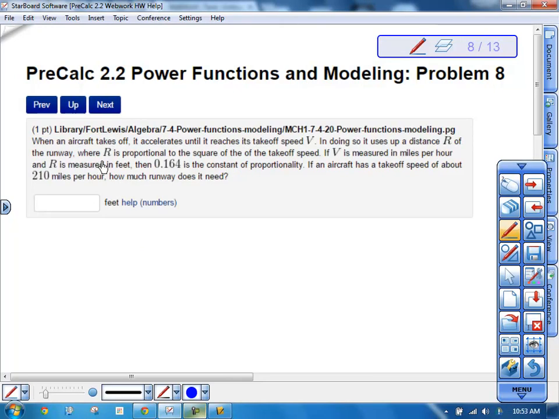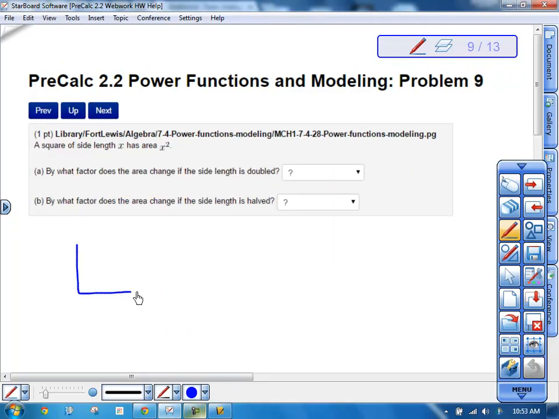The next one says an aircraft takes off at speed V, uses up distance R. It says R is proportional to the square of the takeoff speed. And it gives us K, is 0.164. And then it says if the aircraft is taking off speed at about 210, how much runway does it need? So plug in 210 there, that should give you your R.